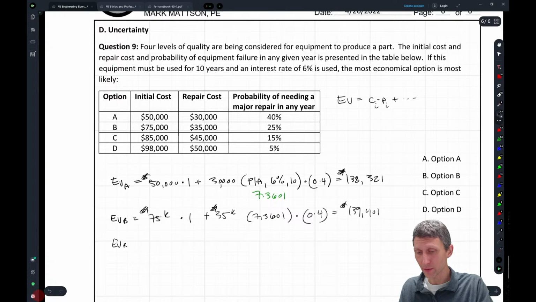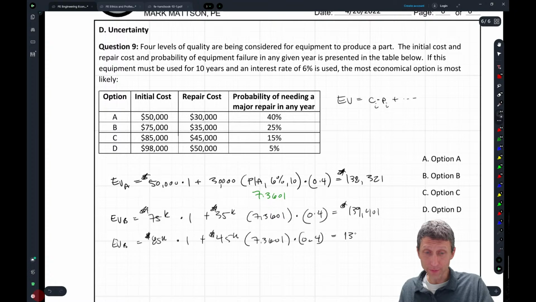Expected value of C, what are we going to change? We're just going to change to 85K, times 1 plus 45K, times the 7.3601 times the 40%, and I get a value for that of actually a little bit cheaper at $134,681. Sorry, this is C, and then for D, what are we going to get?